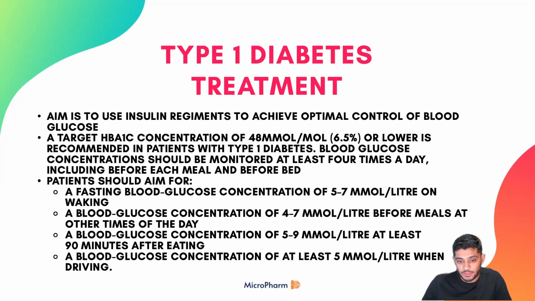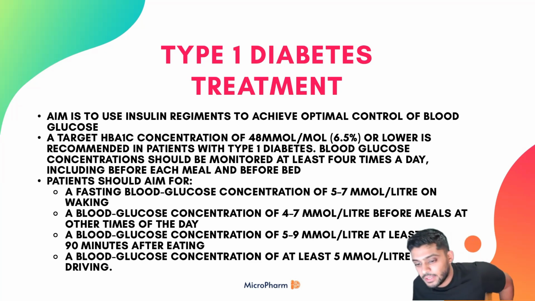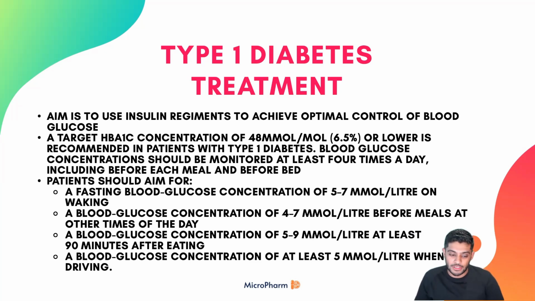In terms of aims, before bed, think of that entire window whilst you're asleep. You want your blood glucose levels to be in control. So that's why it's extremely important to check your glucose readings before bed. In terms of targets, if you're fasting, you want a target between 5 to 7 millimoles per liter. If it's before meals, you want it between 4 to 7 millimoles per liter. If it's 90 minutes after eating, it's between 5 to 9 millimoles per liter. There's an increased leeway after eating because your body's now absorbing the carbohydrates and the insulin is kicking in.